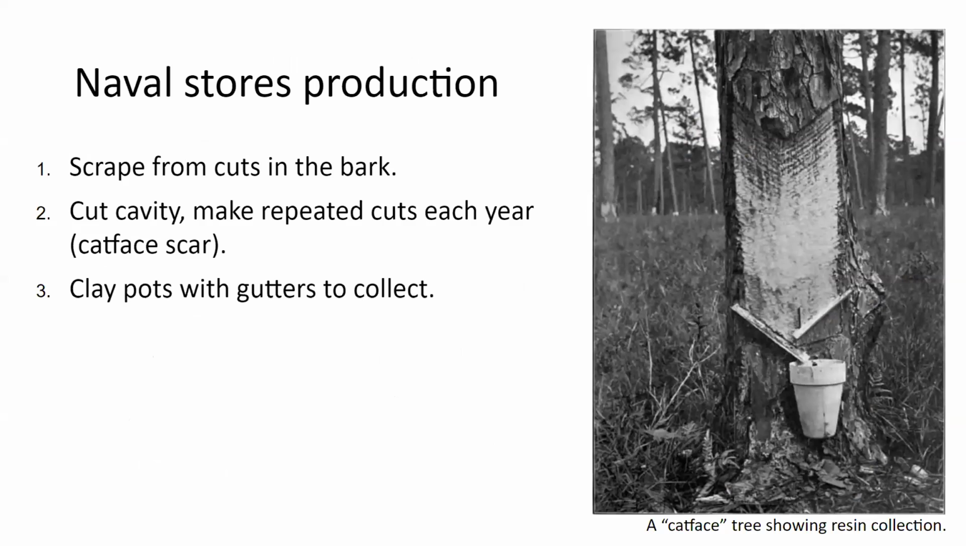So when you produce naval stores, you cut the trees. You can see that tree on the right is cut in kind of a herringbone pattern. So you scrape and then the tree produces its resin. You cut this cavity, and each year you cut a little bit higher on the tree to keep that resin flowing. So that results in what they call the cat face scar. And you can still find old trees out in the woods that have the cat face scar that shows that it used to be tapped for resin. And then they put these little gutters and clay pots underneath to collect the resin.